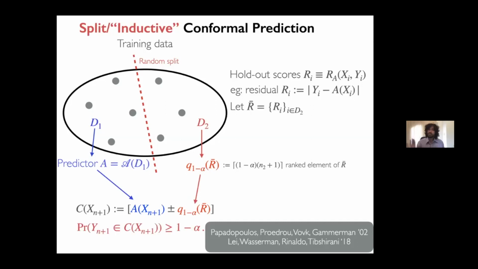And you can prove that, without any assumptions on P_XY or on the algorithm produced, the probability that y_{n+1} is in C of x_{n+1} is at least 1 minus alpha. Hopefully the construction is straightforward and intuitive as well. So yeah, this is straightforward.